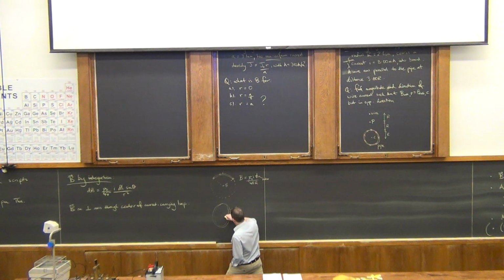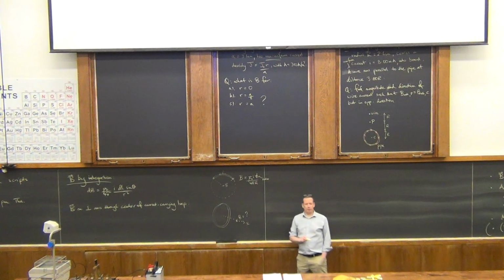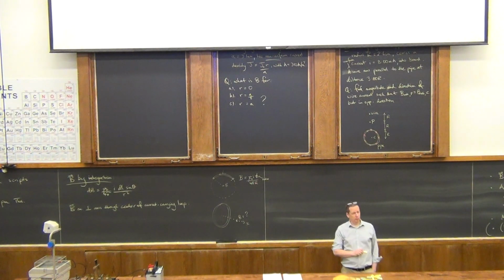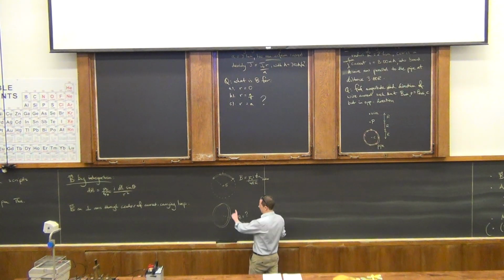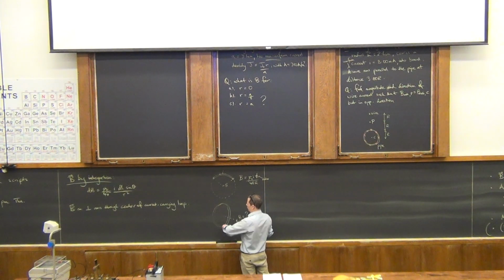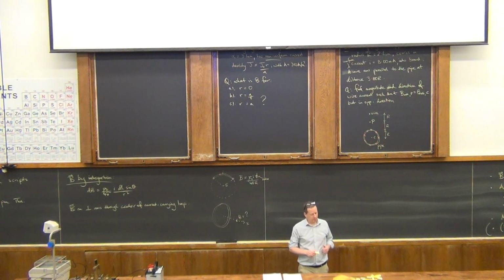And maybe with some perspective, I'm going to call this maybe the x-axis. This is perpendicular through the center. We're trying to find the magnetic field at this point. Remember, we did something very similar for finding the electric field at a point on the axis, but a certain distance away from a uniformly charged loop of charge. Okay, so exactly the same setup.